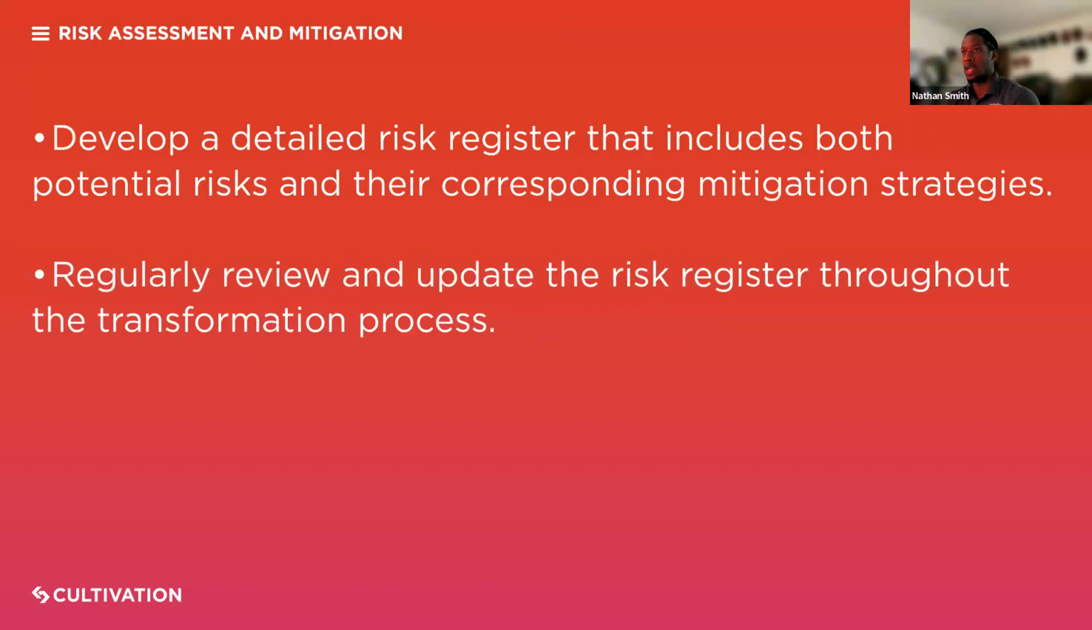And this goes hand in hand with the previous slide, a risk assessment and mitigation. You want to develop a detailed risk register that includes both potential risks and the corresponding mitigation strategies. And you want to do this for every single stage of the digital transformation process, both from the technology standpoint, for your culture, for the employees, for the customers. What risks will each different department take on, each different end user take on? You want to keep that in a register and make sure that you're regularly reviewing it and updating it throughout the process.